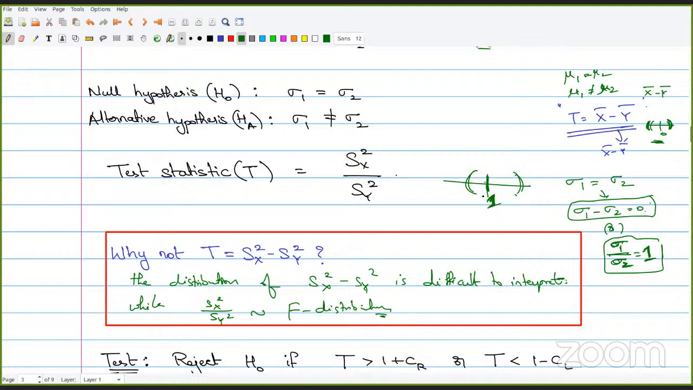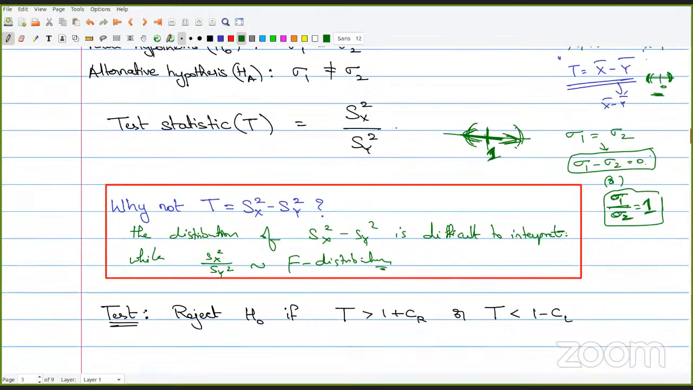So we are interested in accepting our null hypothesis if this test statistic falls very near to 1, within an interval around 1. That is where this test comes into play.